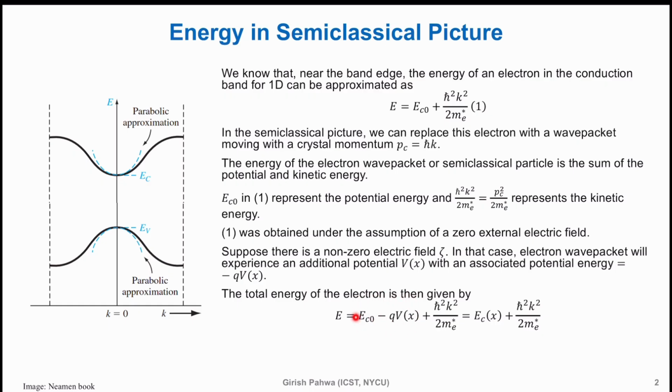So that whole potential energy, the total potential energy, now I'm calling EC of X. And this is your conduction band edge, the final conduction band edge. You might have seen that your EC is varying with X. So what is that EC? That is not EC naught, that is EC naught plus the potential energy coming from the external field. So it is the combined EC. So this is the total potential energy.